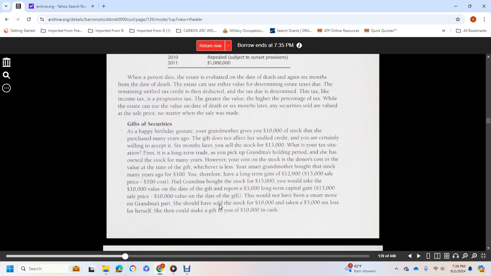Suppose you receive a gift certificate: happy birthday, Jeff, from your grandmother. She gives you $10,000 of stock she purchased many years ago. The gift does not affect the unified credit, and you're certainly willing to accept it. Six months later, you sell the stock for $13,000.